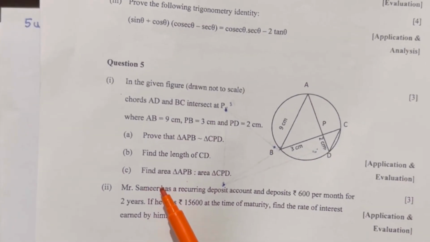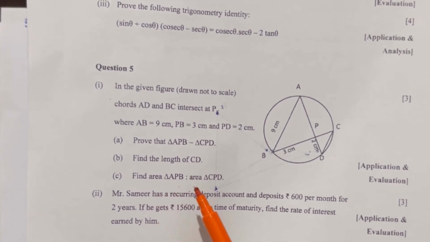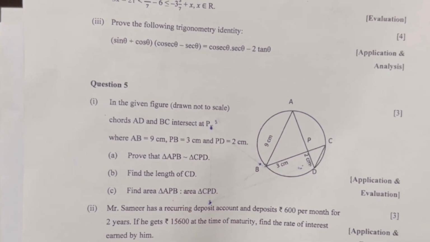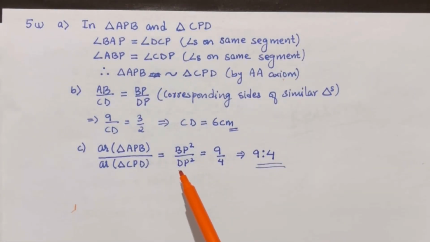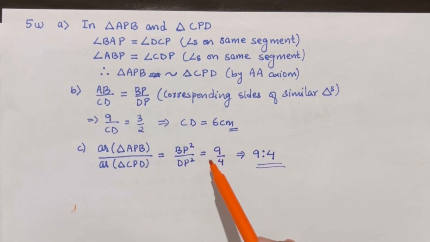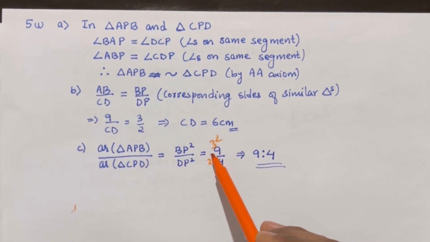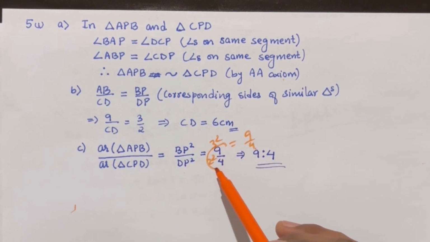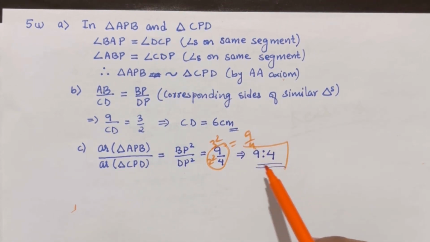Here you need to find the ratio of the area of triangle APB to the area of triangle CPD. Here it is clearly mentioned that you have to find the ratio. So you can use the property and get this value. This is actually 3 square and 2 square, so you will get 9/4. But you should not leave your answer like this, because you are supposed to find the ratio. That means your final answer should be in the form of a ratio only. Then only you will get the full marks. Otherwise, if you leave the answer like this, you are not going to get the full marks.